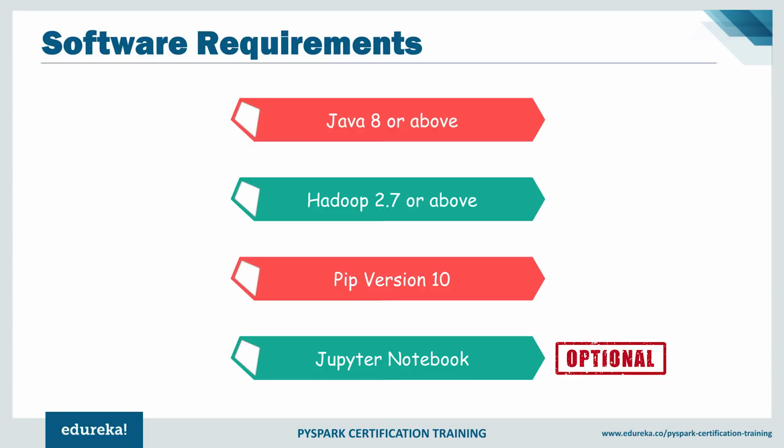Coming to the software requirements, we need Java 8 or above. We need Hadoop 2.7 or above, as Spark runs on top of Hadoop. We need pip with version 10. Pip is a package management system used to install and manage software packages written in Python. You can use Conda as well. And finally, we need the Jupyter notebook. This step is optional, but the programming experience in Jupyter notebook is far better than the shell.